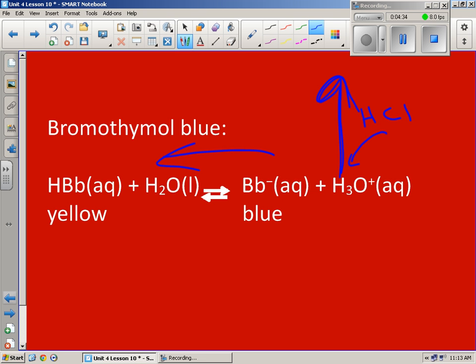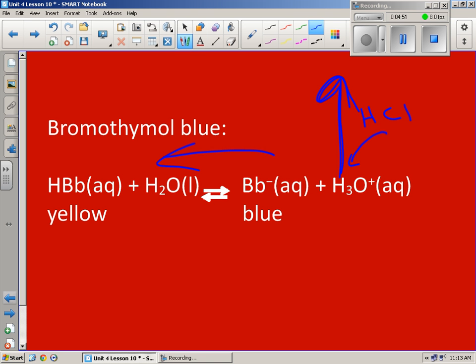So it favors the reverse reaction. This would turn yellow, all right, if I add acid into here. Now, we don't do that, though, because this is my indicator. So look, I'd have to add, and it takes a long time to make this stuff.